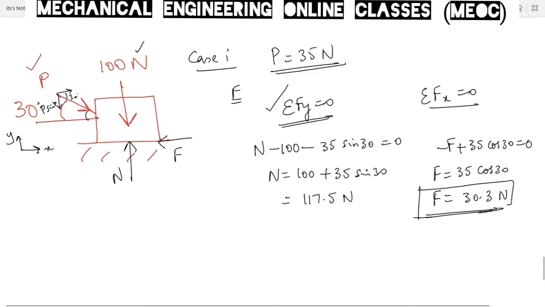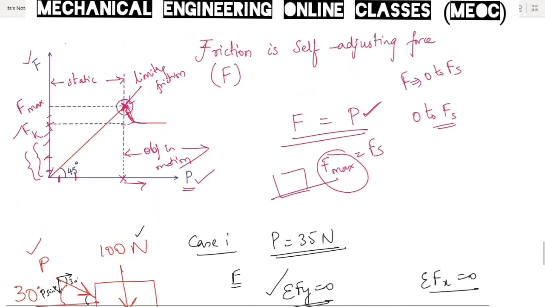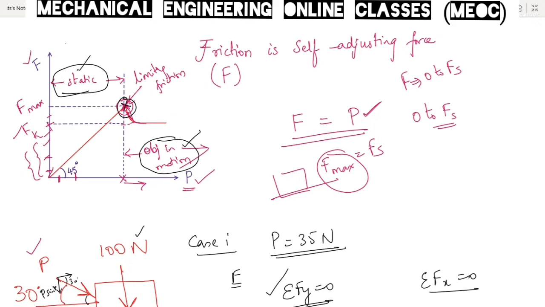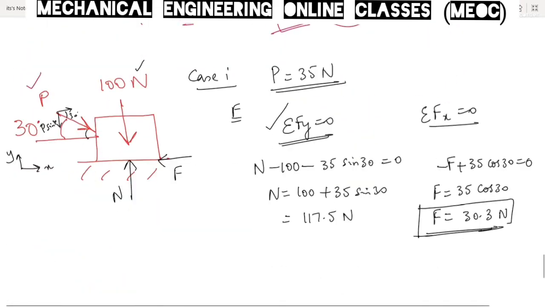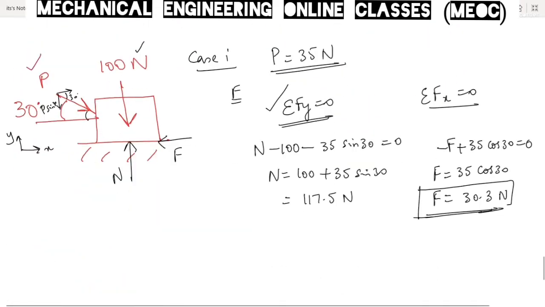But unless we find the limiting friction for the given condition, we cannot say whether the object is at rest or in motion. Whether it will be at rest or in motion is not known unless we find this limiting friction for the given problem and for the given conditions. So in order to find that, let us find the limiting equilibrium condition.